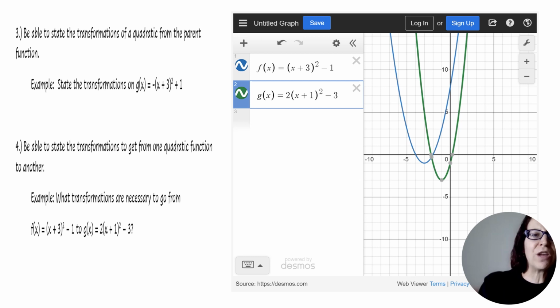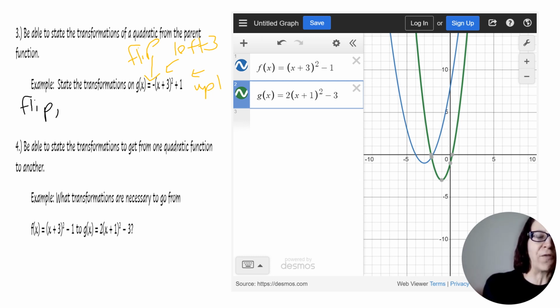But what we're looking for here is the fact that the negative will flip it over, and the +3 on the inside will make it go left 3, and the +1 on the outside will make it go up 1. So the way you would write your answer is something like this. And I am okay with you just saying flips, because at this point, we're really only flipping over the x-axis.